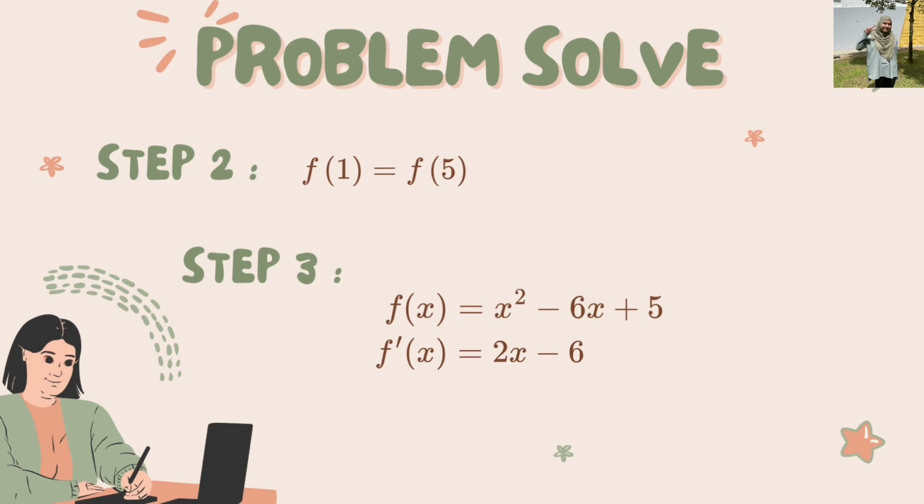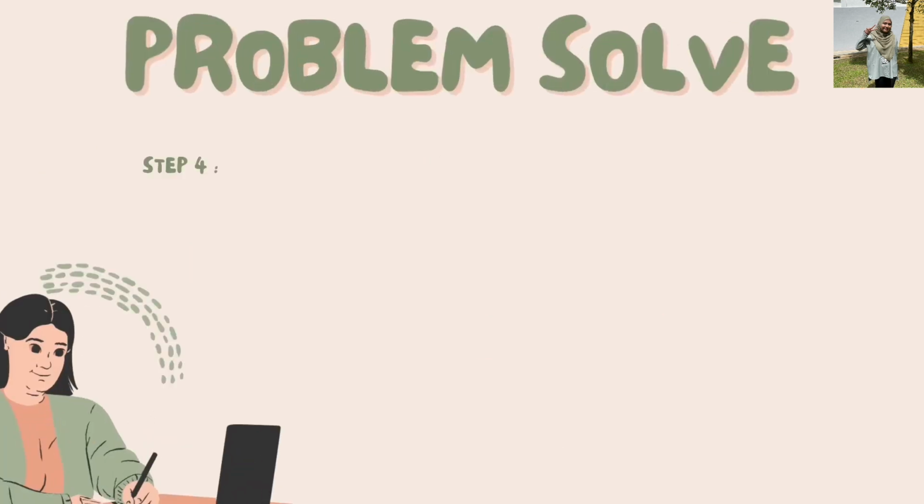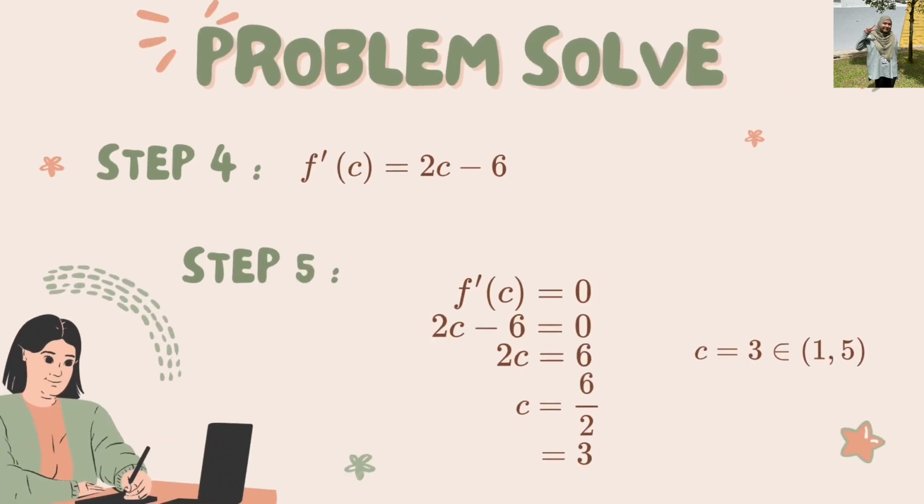Step 3, we need to differentiate f(x) equals x² − 6x + 5, and we got f'(x) equals 2x − 6. Step 4, we need to substitute f'(x) to f'(c), and it will be f'(c) equals 2c − 6. Step 5, we need to solve f'(c) equals 0, and it will be 2c − 6 equals 0. Next, we need to bring negative 6 to the right, and it will be positive.